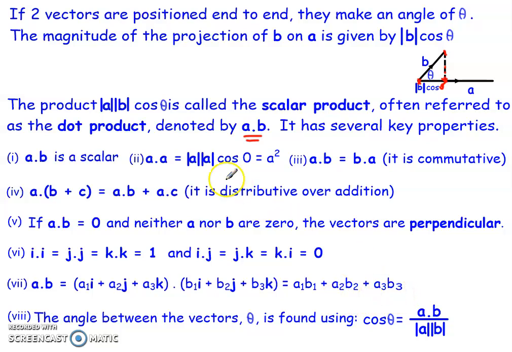What I can also do is rearrange this formula that I've taken from the start, to calculate the angle between the vectors. Make cos theta the subject of the formula, and I know that I can calculate the angle as cos theta is equal to A dot B over magnitude of A, magnitude of B.